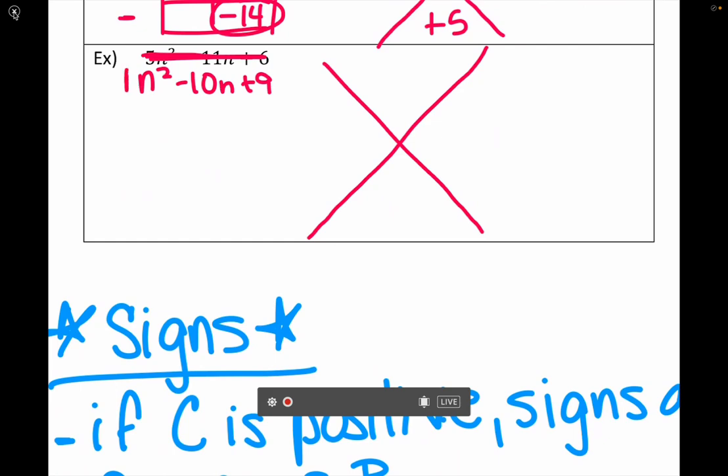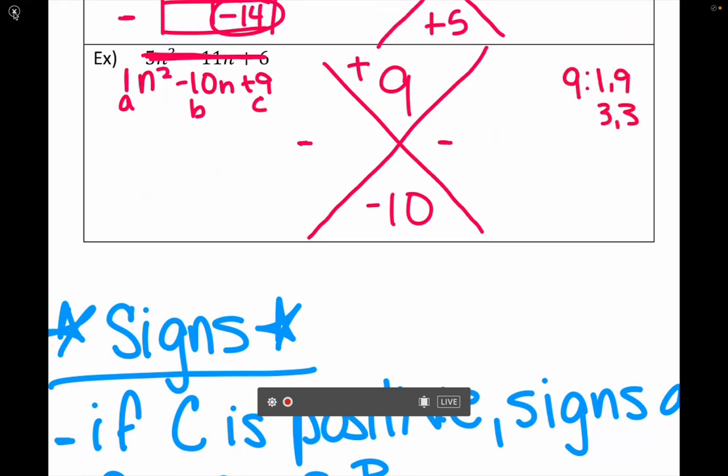So A is 1. I want you to notice, A times C is 9, a positive 9. My B is a negative 10. So now C is positive. My signs are going to match B. B is negative, so I'm going to have two negatives here. And I need to list my factors of 9. 1 and 9 and 3 and 3. Which one of these is going to give me 10? Negative 1, negative 9. So my solution or my factors are x minus 1, x minus 9.